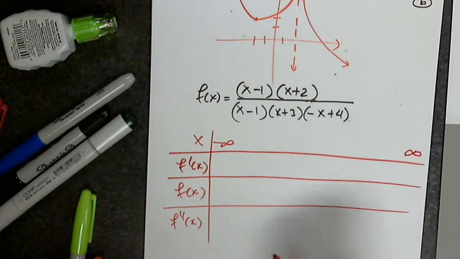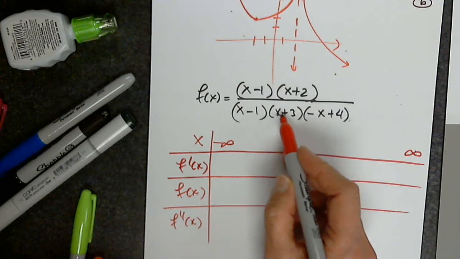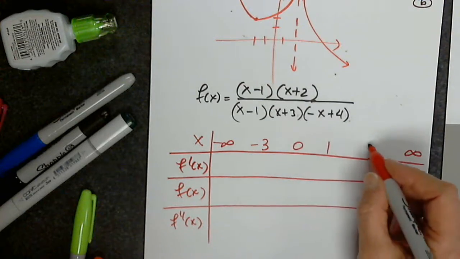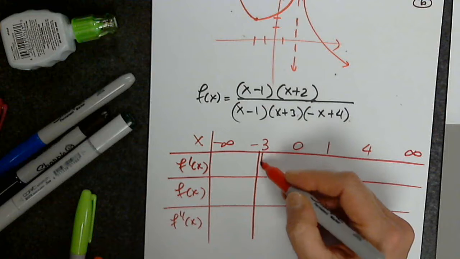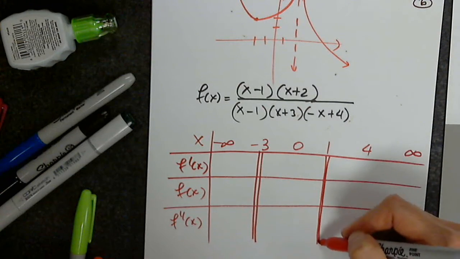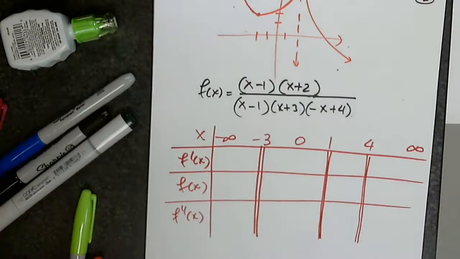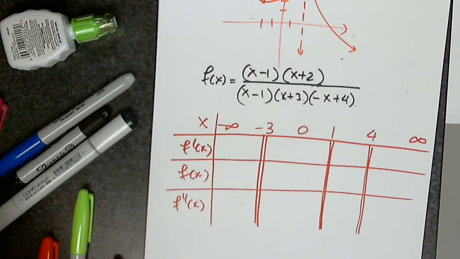Yes? Negative 3. Yes? Very good. So at negative 3, the function is undefined. At 1, the function is undefined, and its derivatives, of course. And at 4. Perfect. What will I have to do next?